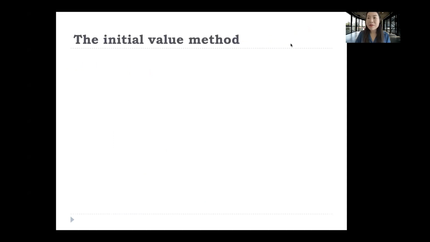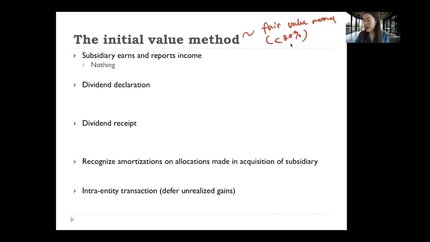And then the second method the parent can use to monitor its relationship with the subsidiary is called the initial value method. And this method is very similar to the fair value method we talked about before, which is basically when the parent has less than 20% ownership of the subsidiary. And then the journal entries, if you still remember what we do under the fair value method, this will kind of remind you what we should do here.